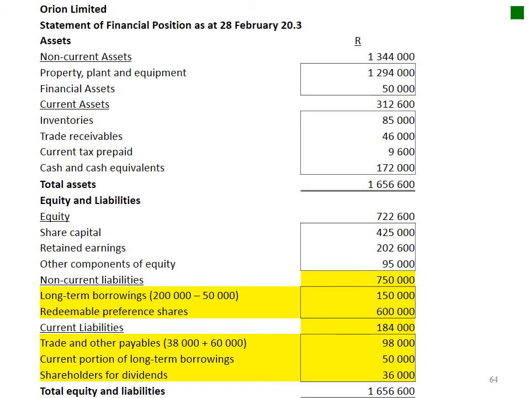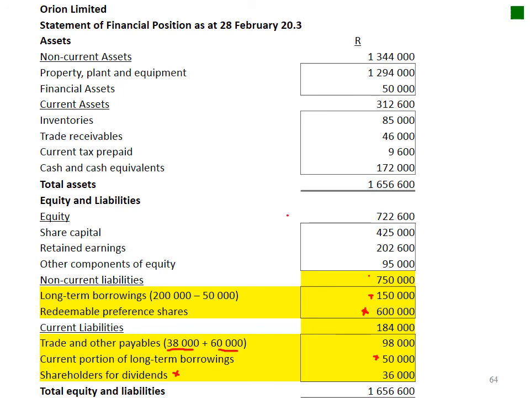So this is the end of the statement of financial position. Here we had the long-term portion of the bond and the short-term portion of the bond. The redeemable preference shares are a liability, but they're only getting paid in 5 years' time, so it's a non-current liability. The trade and other payables, this 38,000 was on the trial balance. The 60,000 was the preference dividends. The current portion of the long-term borrowings we've already talked about, and the shareholders for dividends, these are the amounts that are owing for ordinary shares. So we add up the amounts for current liabilities and non-current liabilities, and we put them above the block. So that's the end of the statement of financial position for the company.